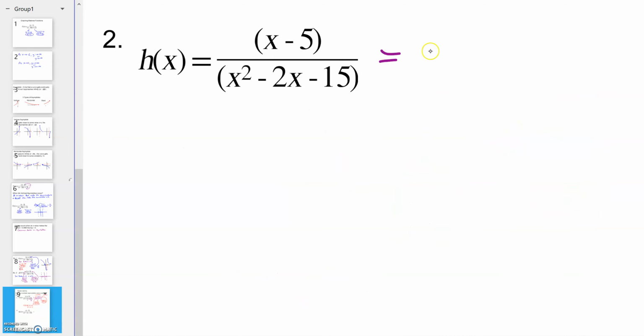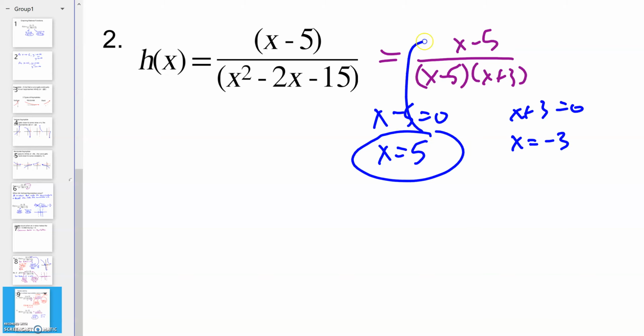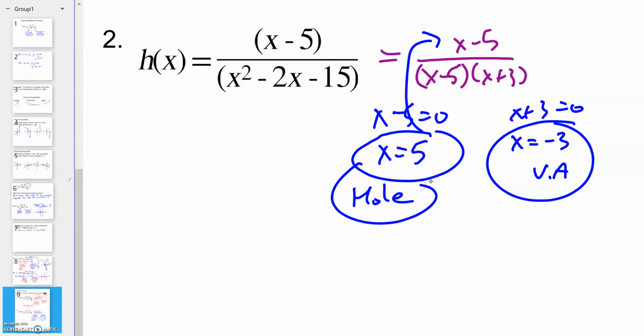Second one, again, we want to factor first. So we would have x minus 5 and x plus 3 on the bottom. When I set these equal to 0, I get x equals 5 and I get x equals negative 3. Positive 5 does make the top 0. So I would say there's a hole at x equals 5. Negative 3 is a vertical asymptote because it does not make the top 0. So that's what we need to know.